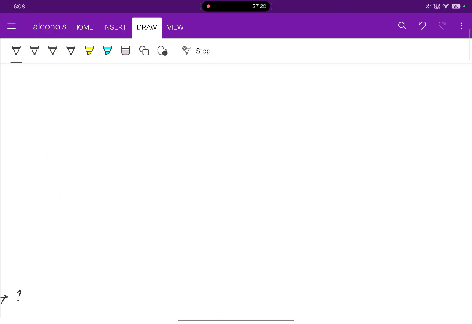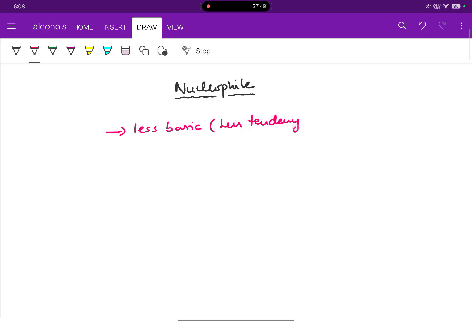Now let us go for the next topic. Write down. What is the next factor? Nucleophile is a very, very important factor. There are certain conditions for a nucleophile to act as a nucleophile. Number 1, it should be less basic. What do you mean by less basic? Less tendency to attract beta proton, and it should be a strong nucleophile.